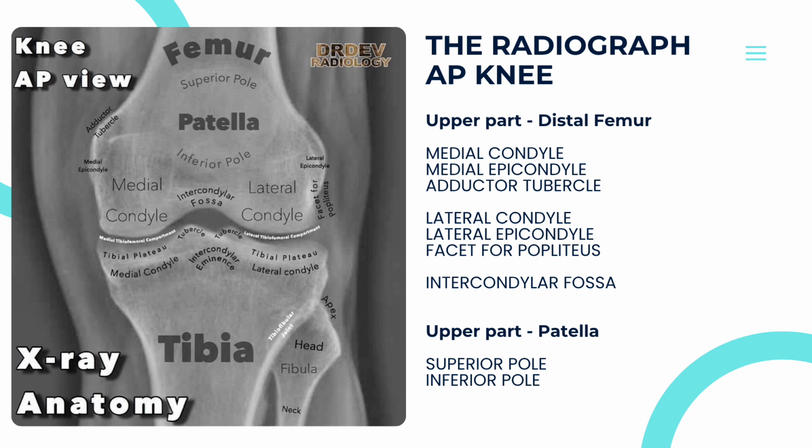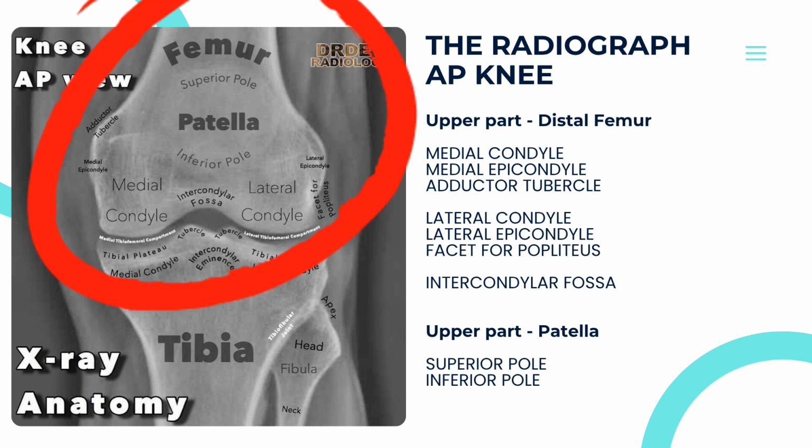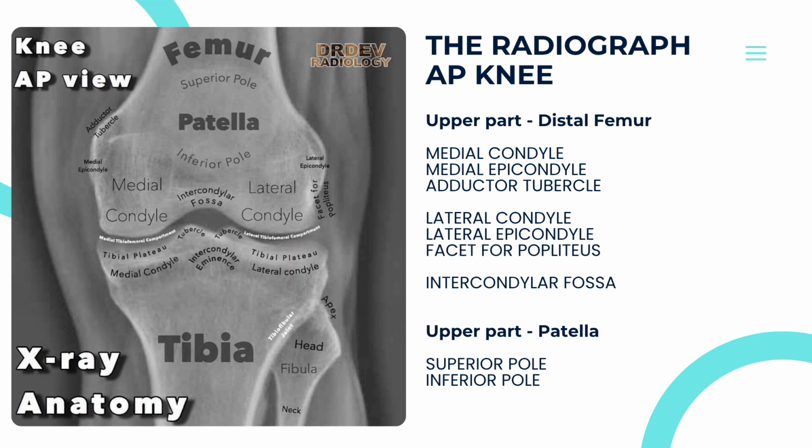Let's begin by looking at the anatomy. In an AP knee radiograph, the upper part of the image shows the distal end of the femur and the patella. Let's break it down. On the femur, you should clearly see the medial and lateral condyle. These are the rounded ends that form the knee joint. And then we can see the medial and lateral epicondyle. This is a small bony projection just above the condyle.